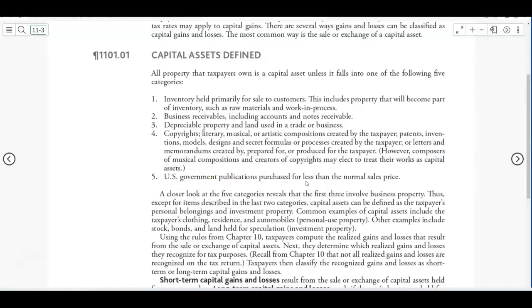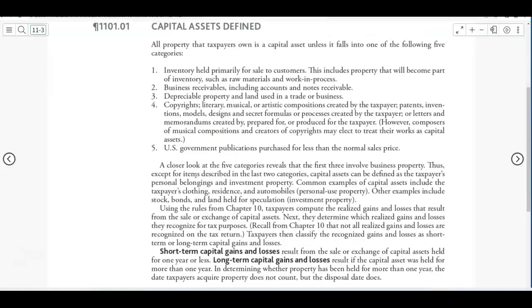U.S. government publications purchased for less than the normal sales price, that's also not capital asset. So a closer look at 5 categories reveals that first 3 involve business properties. Therefore, except for items described in the last 2 categories, capital asset can be defined as taxpayers' personal belongings and investment property. So that's what we call it, capital asset.